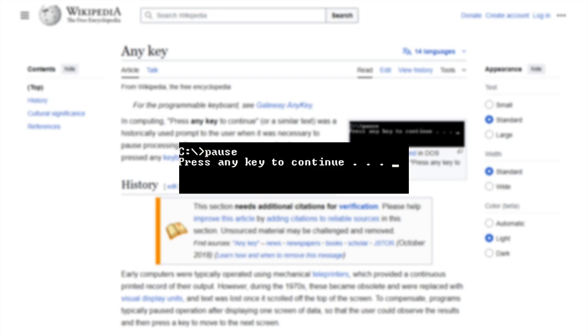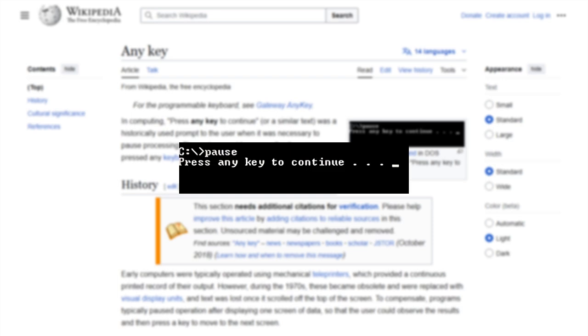However, during the 1970s these became obsolete and were replaced with visual display units, and text was lost once it scrolled off the top of the screen. To compensate, programs typically paused operation after displaying one screen of data, so that the user could observe the results and then press a key to move to the next screen. A similar pause was also required when some physical action was required from the user, such as inserting a floppy disk or loading a printer with paper.